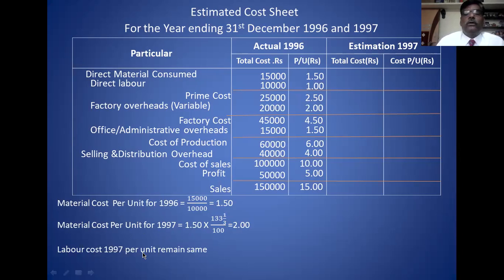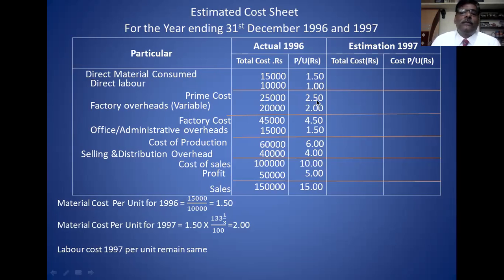The next is labor cost. They have not mentioned anything about the labor cost. So you consider that the labor cost will not change for the year 1997. Don't assume that since labor cost is not given in the problem, there is no labor cost. It is nothing but there is no change in the labor cost. Without labor, it is not possible to manufacture the product.